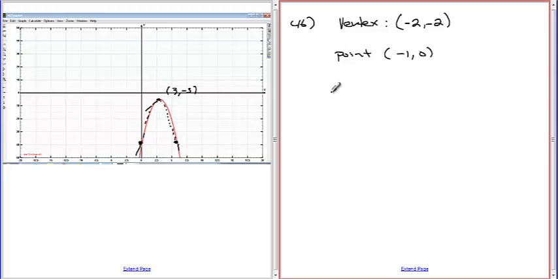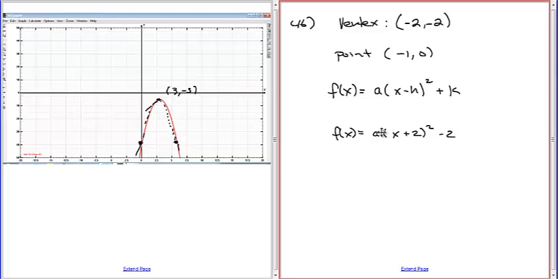So what you can think about is, in standard form, f of x equals a times x minus h squared plus k. From the vertex, we know that h is negative 2, because that's what x is in the vertex. So you're going to end up with a times x plus 2 squared. And then the y coordinate of the vertex is negative 2, so that's equal to k.